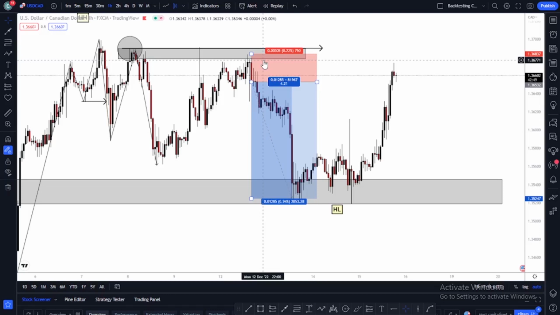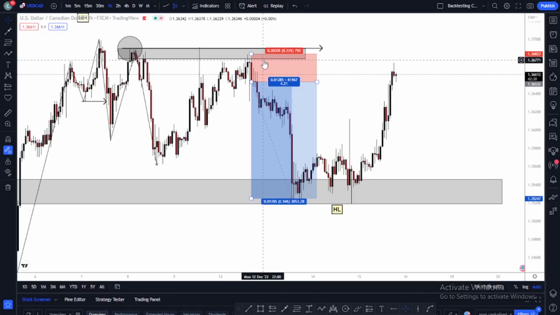Do you get me? So after price got into our retracement zone, what are we looking to do? We are looking to buy. I repeat, after price got into our retracement zone, what are we looking to do? We are looking to buy.